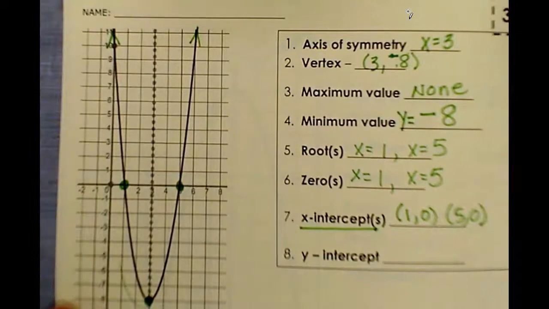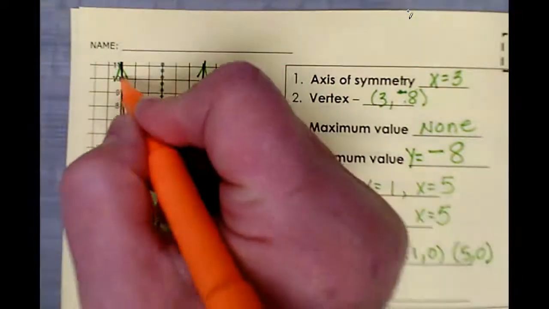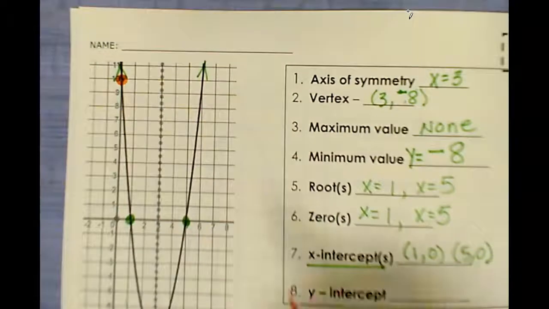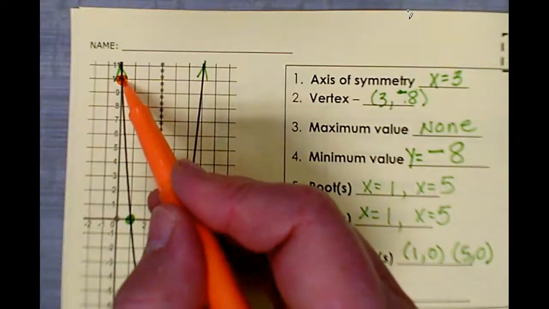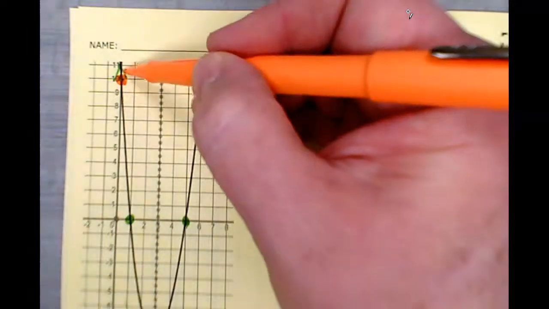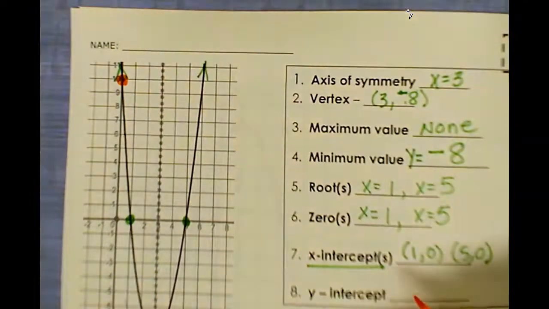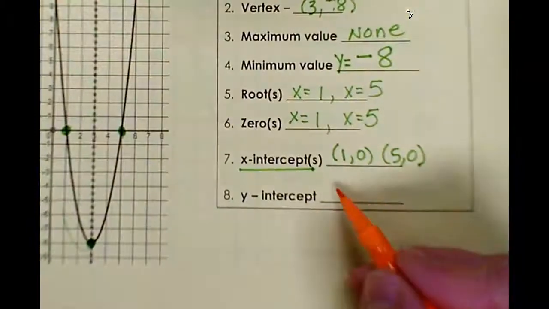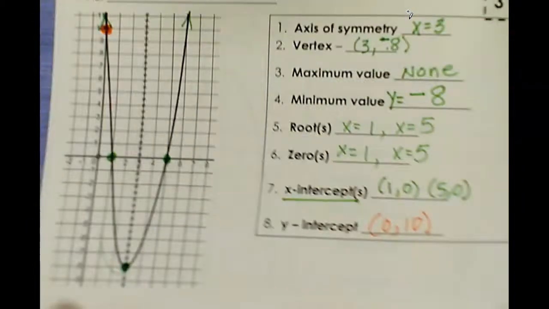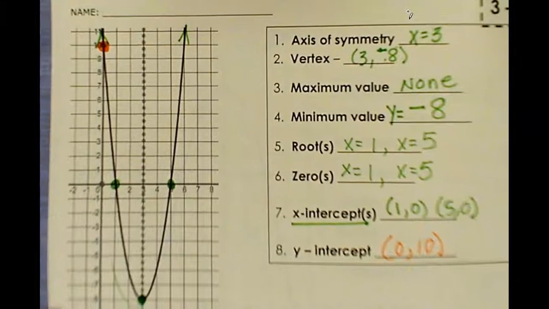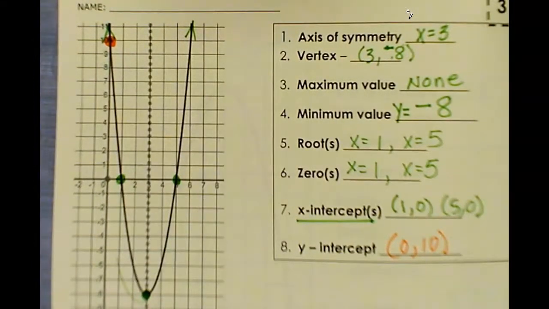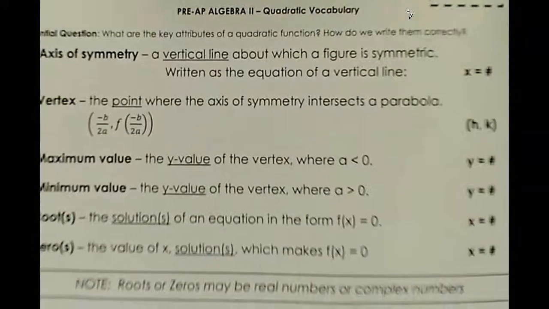And can we tell what the y-intercept is? On my paper, I put the point on here so I could tell, because sometimes it's getting real close and it's hard to tell. And so the y-intercept is right there. So, one final thing. Here are your vocabulary words.